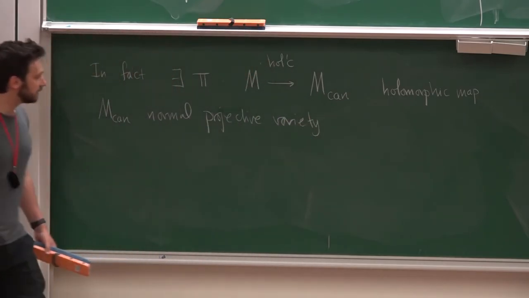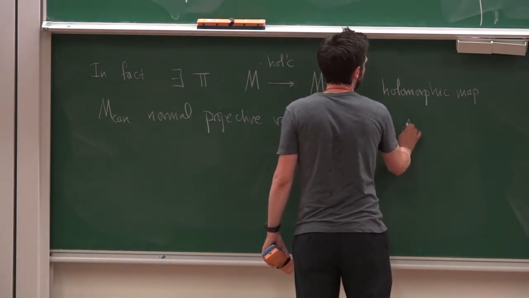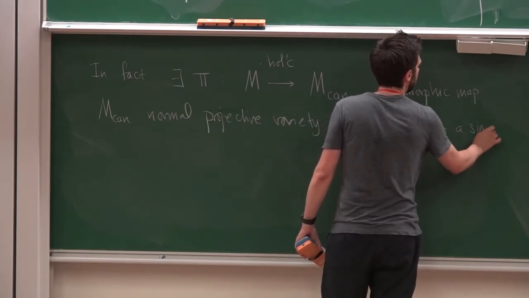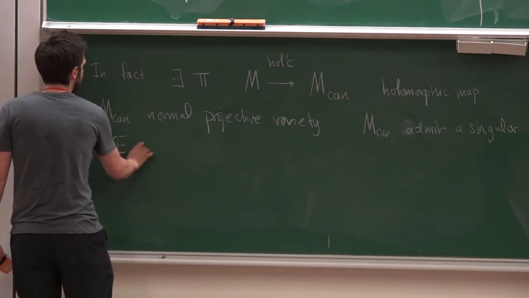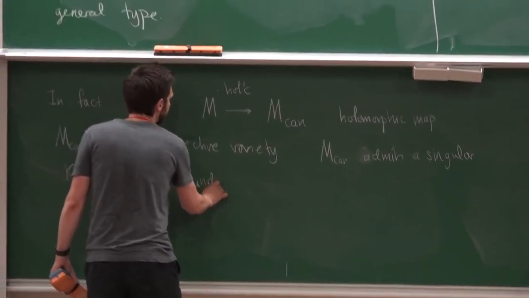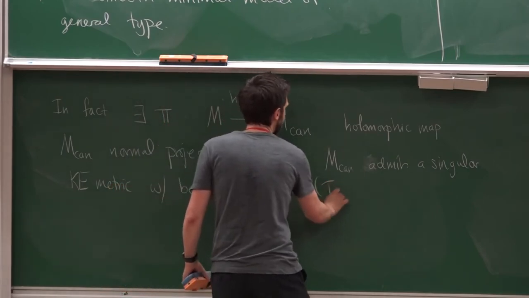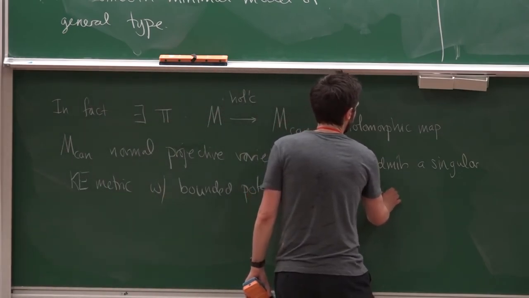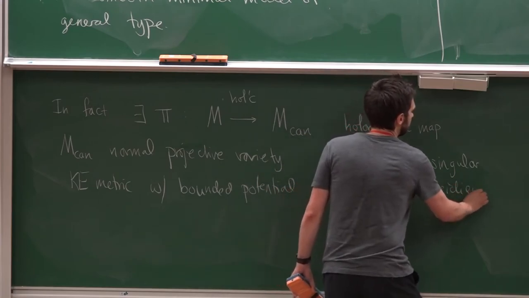And in fact, it's known that M can admits a singular Kähler-Einstein metric with bounded potential. That's due to work of Tian and Zhang, and Eyssidieux, Guedj and Zeriahi. The fact that it has bounded potential is due to Zhang.